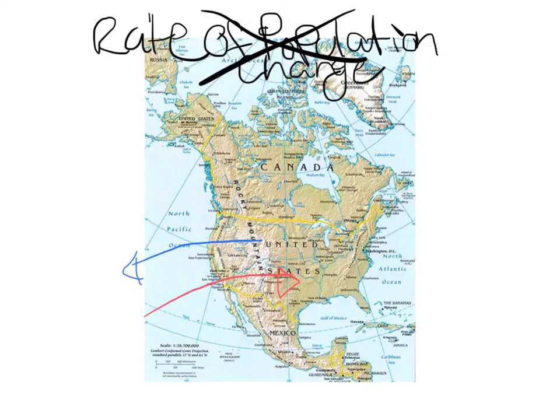However, this is not the same thing as the rate of population change, because it does not factor in immigration and emigration. When it is factored in, this is known as the rate of population growth.